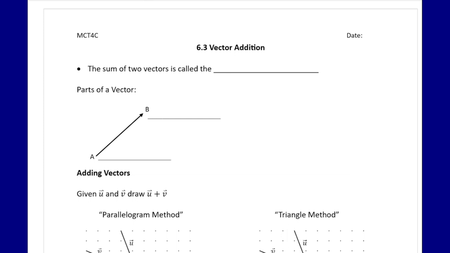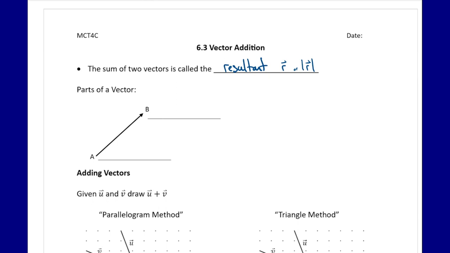When we want to add two vectors, the sum, or what the result is, is called the resultant. We might use an R if we're talking about just the vector, or if we're talking about the magnitude. But when we're comparing the two, the sum of two vectors is considered the resultant.